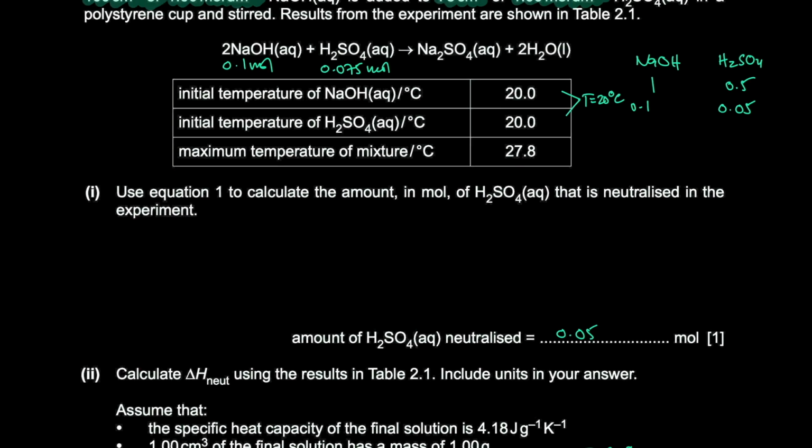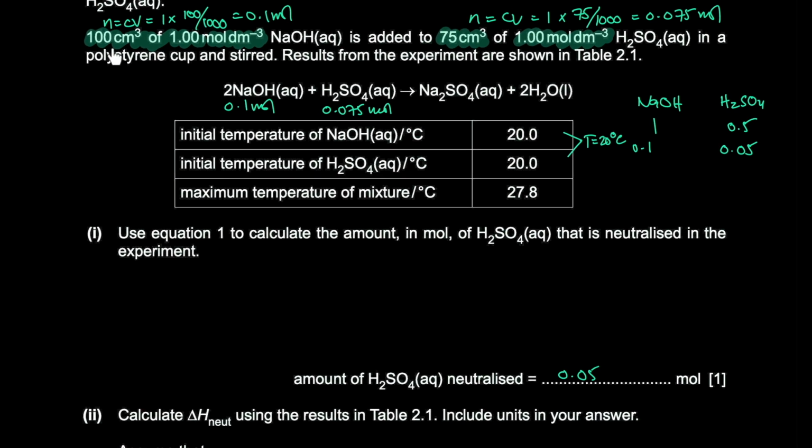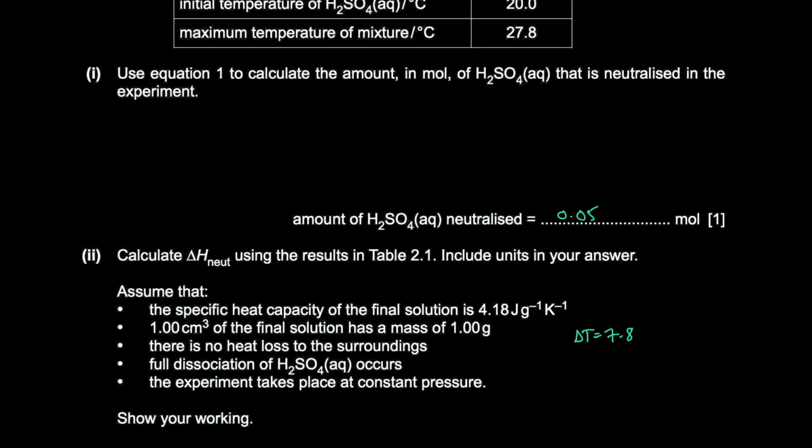In this particular reaction, we're mixing 100 cm³ of aqueous sodium hydroxide plus 75 cm³ of aqueous sulfuric acid. So our final solution is 175 cm³. We can assume that 1 cm³ of the final solution has a mass of 1 gram. Then we can say that our m over here is 175 grams.